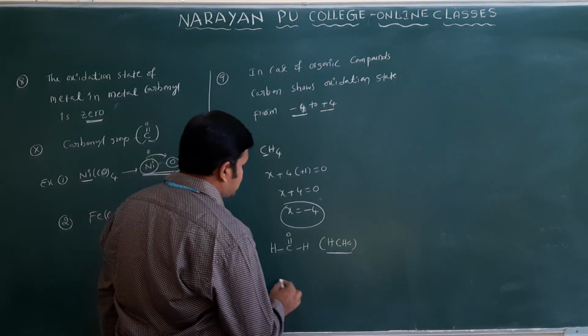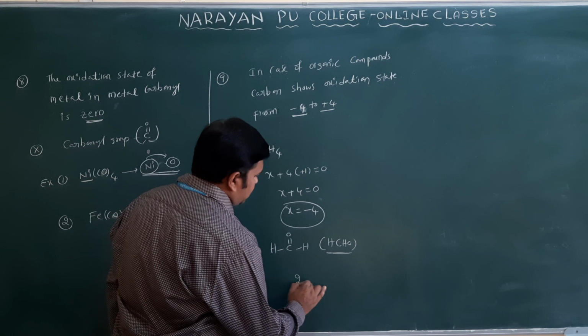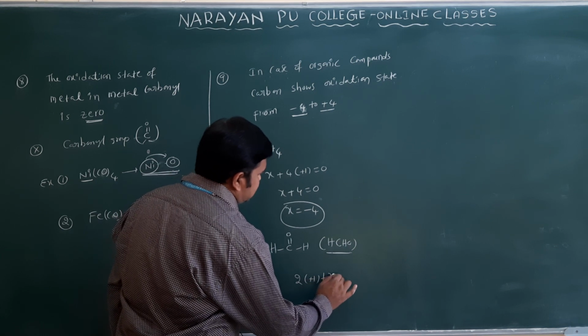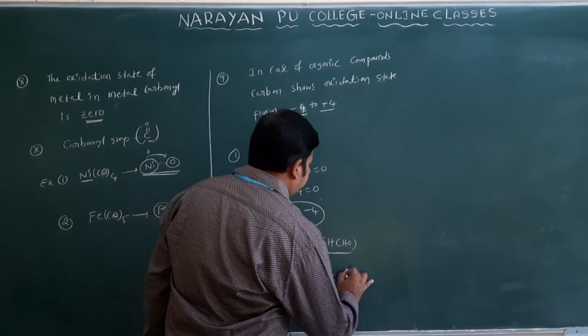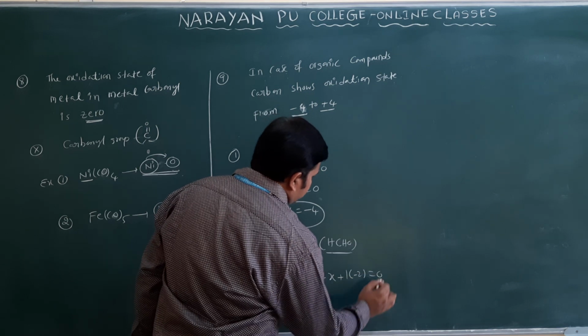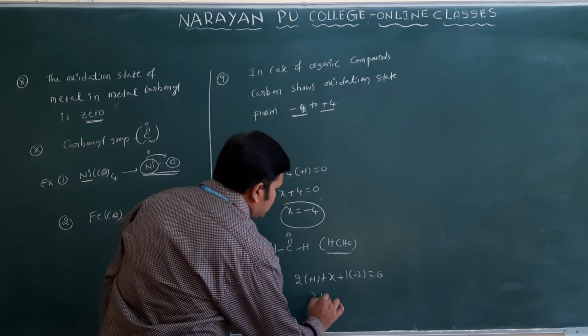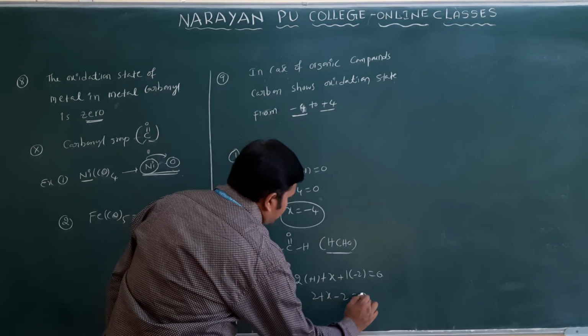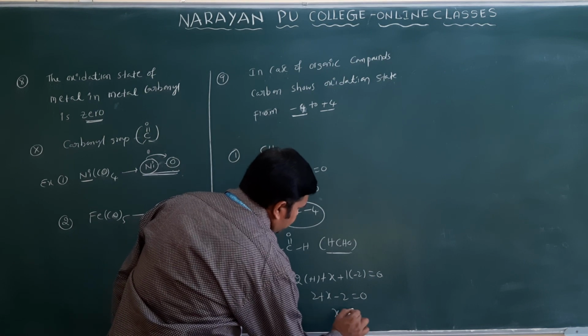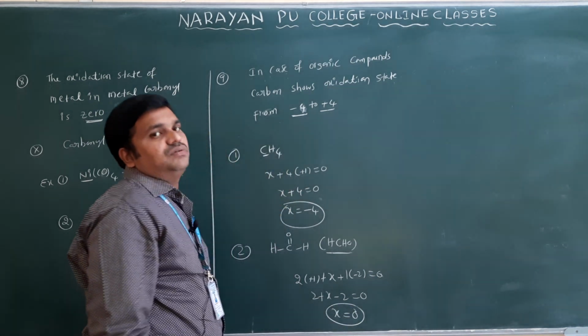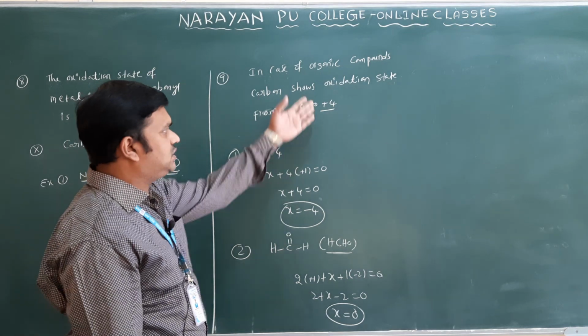For carbon, you can see how many hydrogens are there? 2. 2 into +1 plus X plus 1 into -2 is equal to 0. So 2 plus X minus 2 is equal to 0. Then X equal to 0. So 0 exists or not?